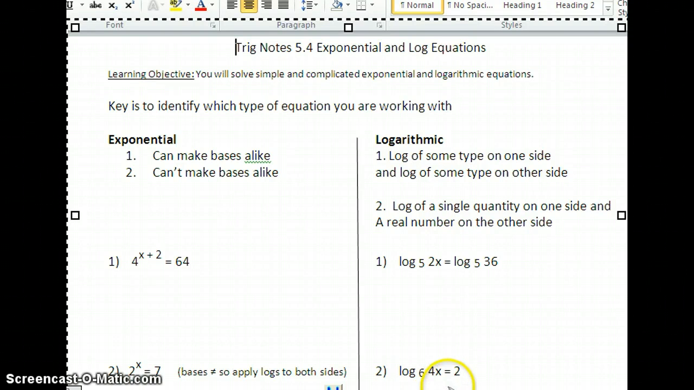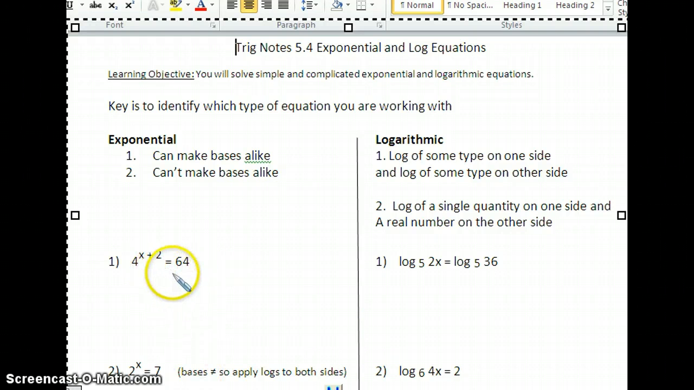There's really going to be 4 different types of problems that we can solve. So I'm going to show you an example of all 4. And then we'll go through and we'll decide which one of these methods we're using to solve. So let's first talk in exponent world. There's 2 ways we can solve these problems.